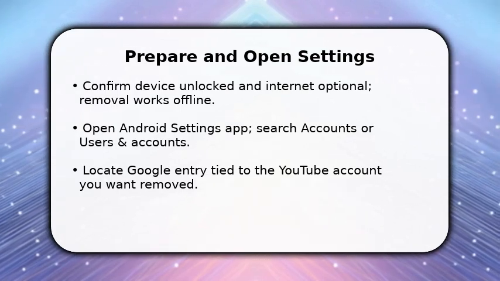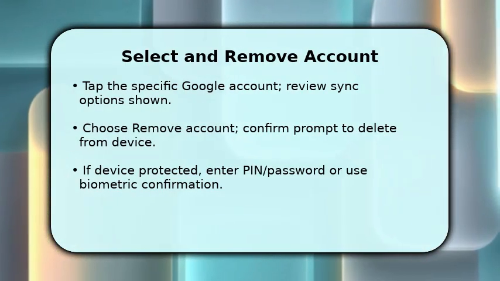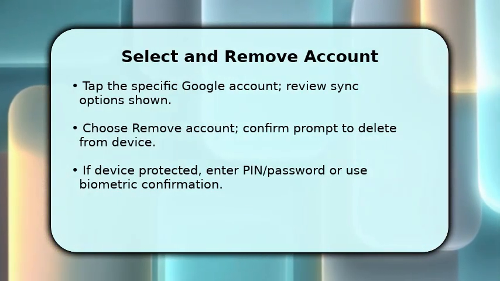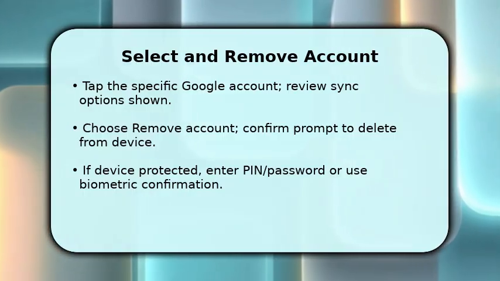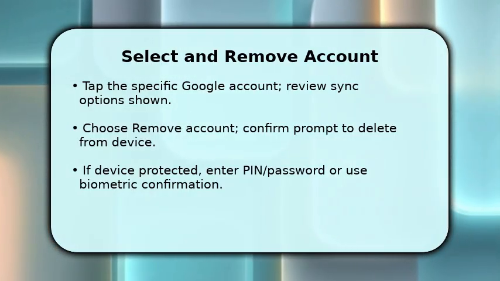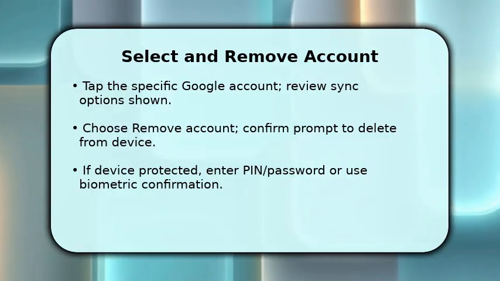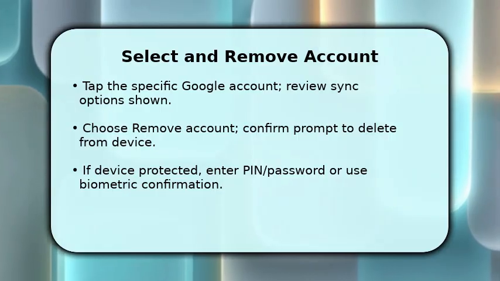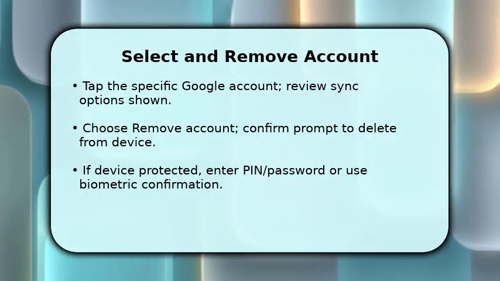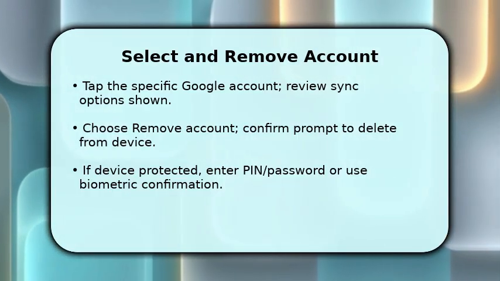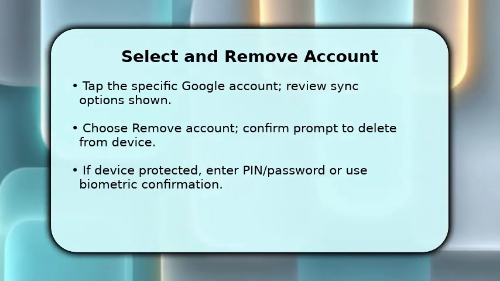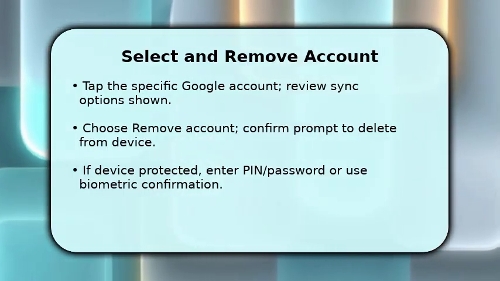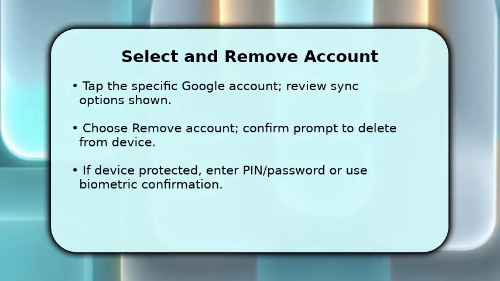Now tap the Google account entry linked to YouTube and review the sync items shown, because removing will stop mail, contacts, and app data syncing. Once identified, tap the three-dot menu or Remove Account button and choose Remove Account when prompted. Android will ask you to confirm, so enter your device PIN, password, or use biometrics if requested. Doing this deletes the account from the device, but not the Google account itself.